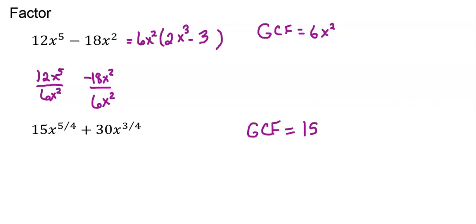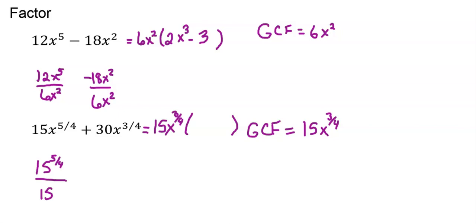So in the previous example, the x squared was the lower exponent between the x to the fifth and the x squared. For x to the 5/4 and x to the 3/4, the lower exponent is the 3/4. So the x to the 3/4 is going to be in our greatest common factor. So when we factor this expression, we'll have a common factor of 15 x to the 3/4 times the leftover factors. To figure out the leftover factors, we can take each of these terms and divide them by the greatest common factor.